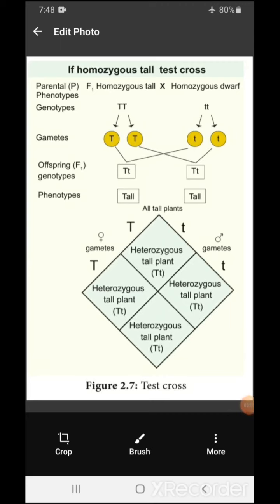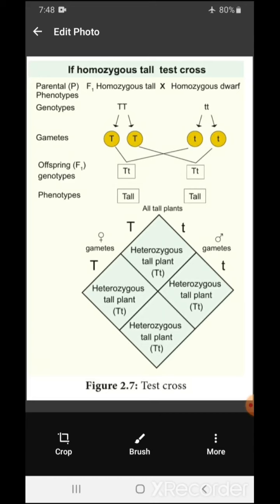Whereas if it is a homozygous tall test cross, here the parental phenotype is homozygous tall. When we get the homozygous tall, capital T, capital T is called the homozygous tall. Homozygous dwarf, small t, small t is the homozygous dwarf. So here we choose the parental phenotypes, homozygous tall and homozygous dwarf. What is the genotype of homozygous tall? Capital T, capital T. Homozygous dwarf, small t, small t.